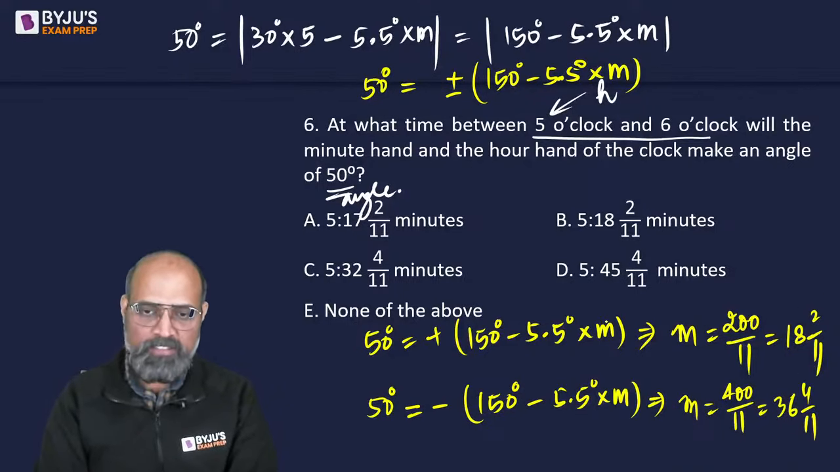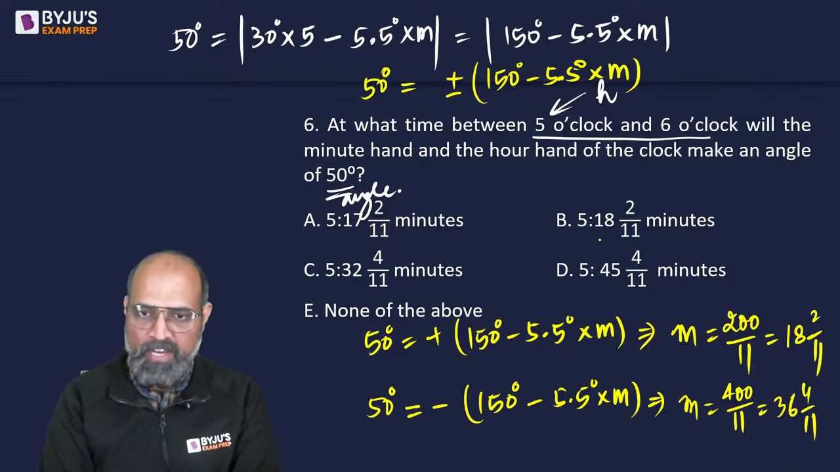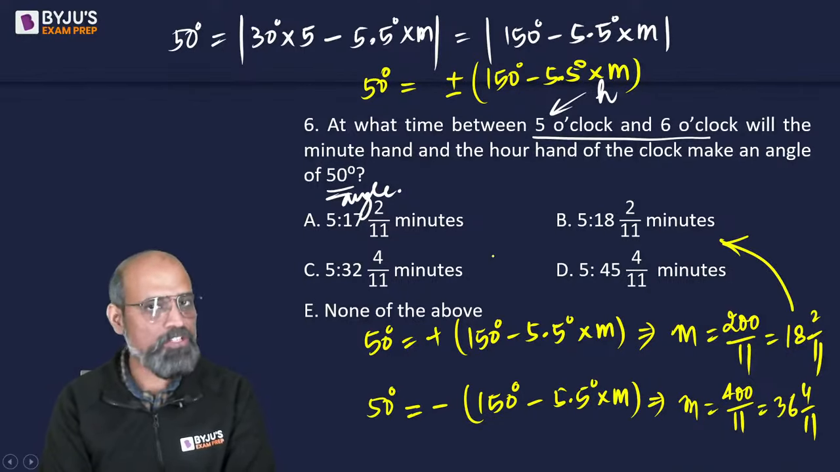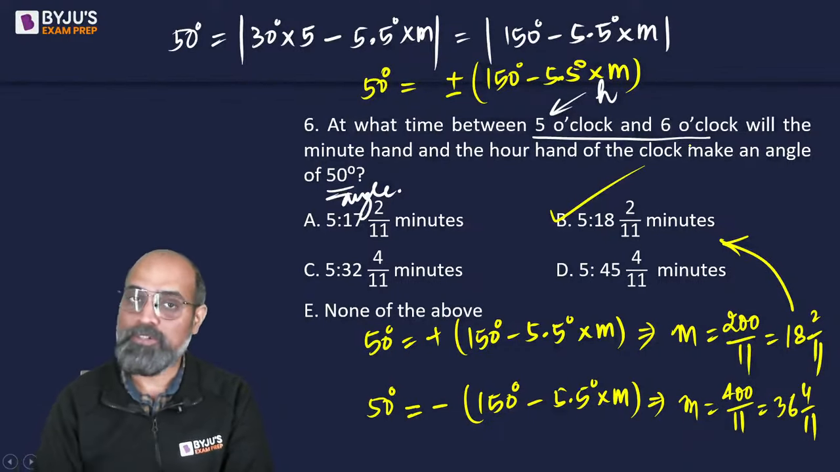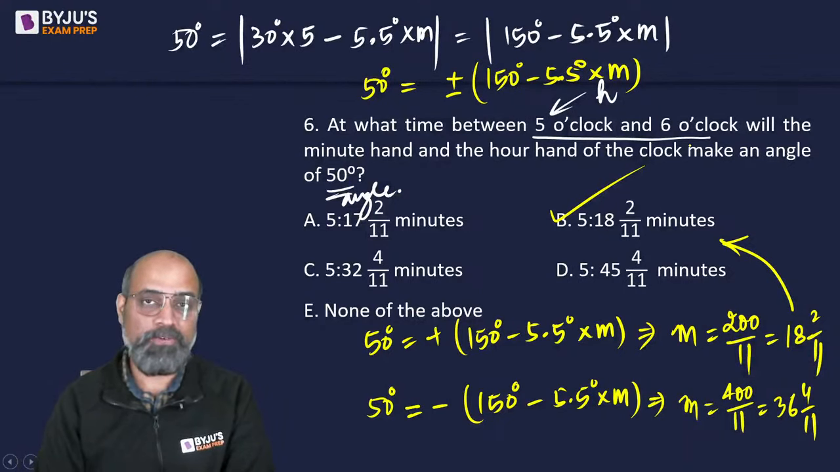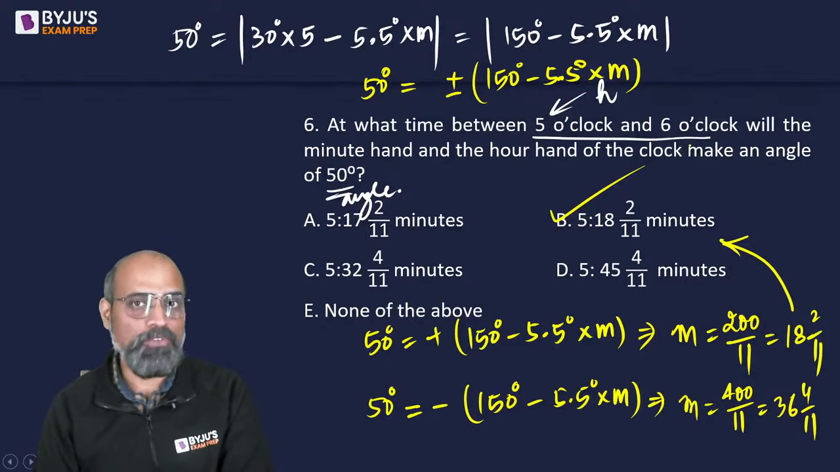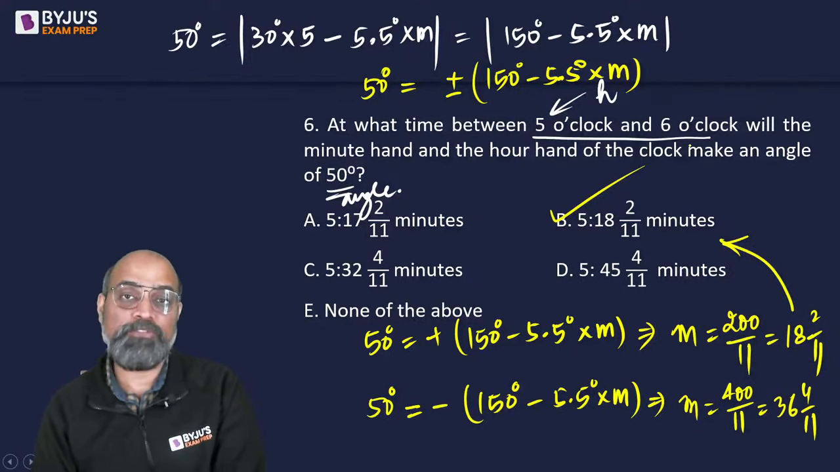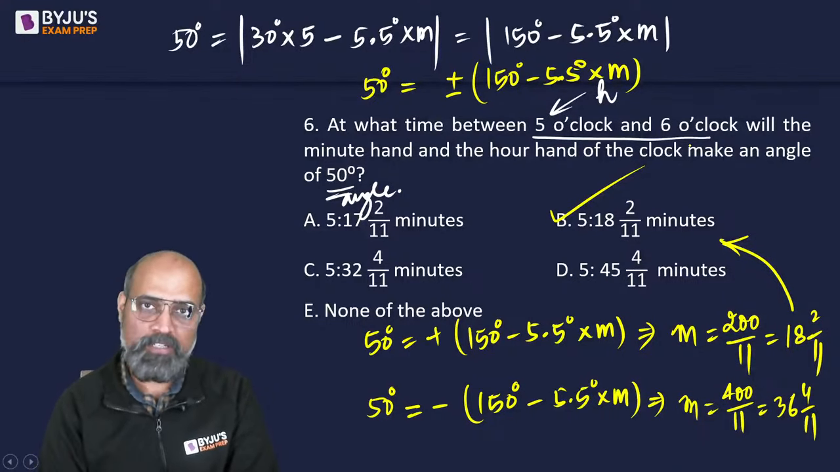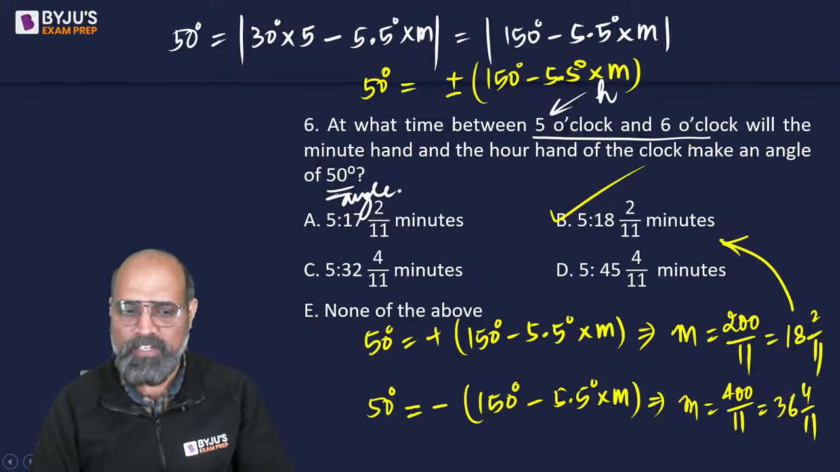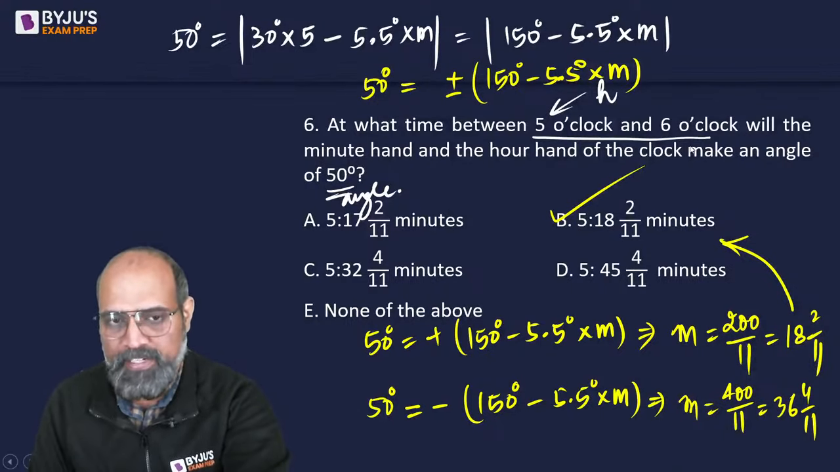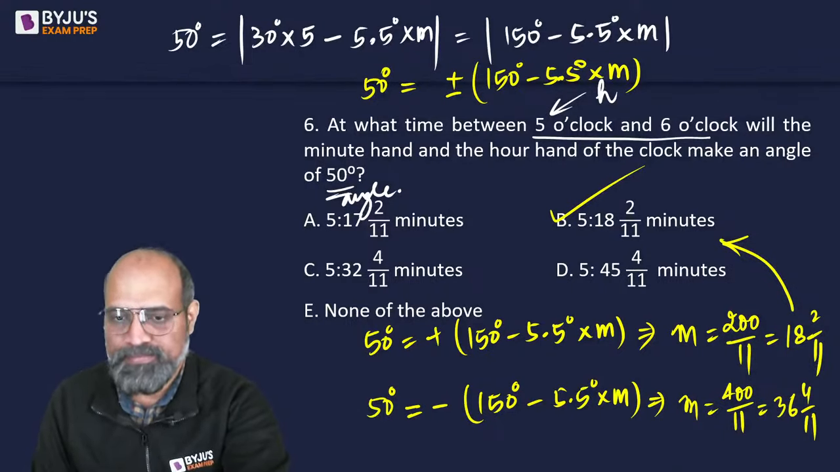Looking at the answers, 18 2 by 11 exists. 36 4 by 11 is not in the option, but since we have to mark only one option, we'll have to mark bravo. We don't have any other way around it. We cannot mark bravo and say none of the above, because we need both at the same time. One option is matching the answer, so we will have to mark it. We can't skip that, right? So bravo becomes our answer.